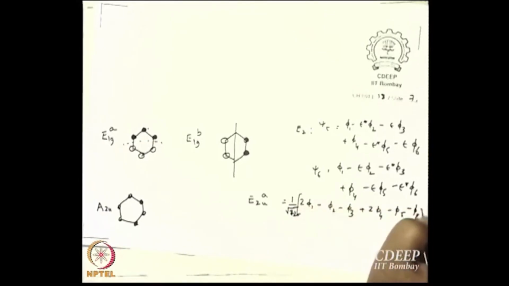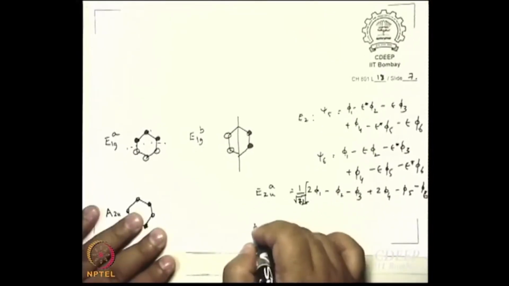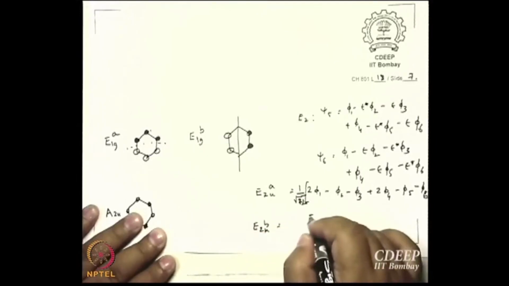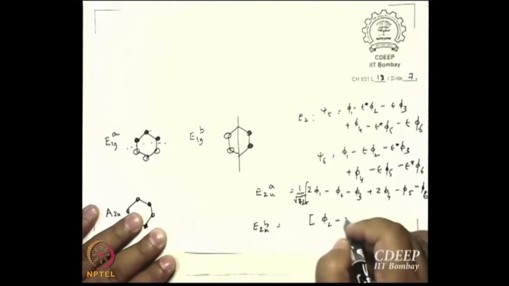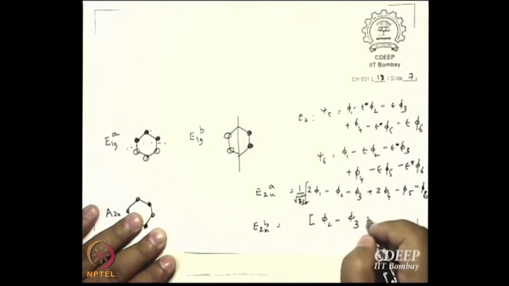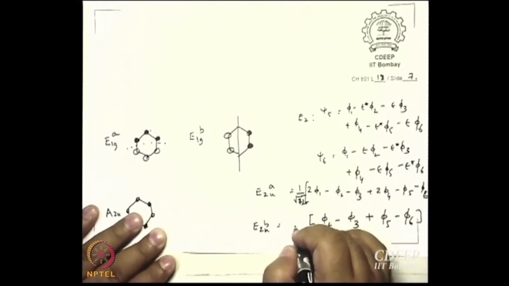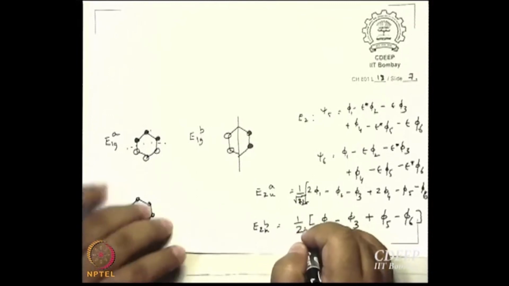What is your E2u B? Phi 2 minus phi 3 plus phi 5 minus phi 6. Normalization constant? 1 by 2, 1 by root 4.